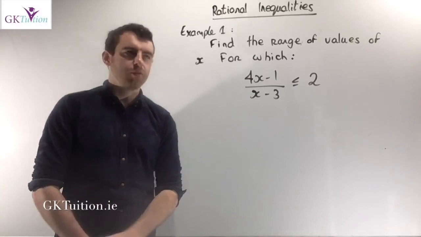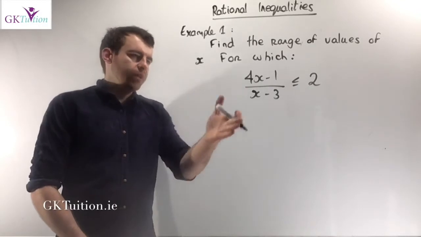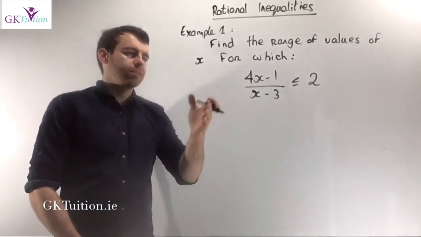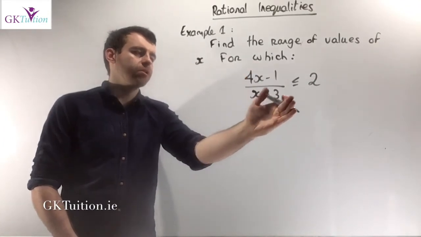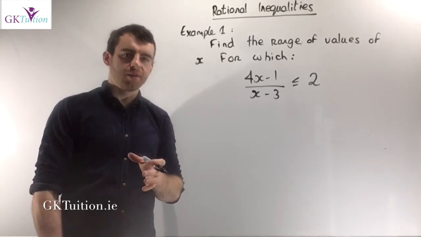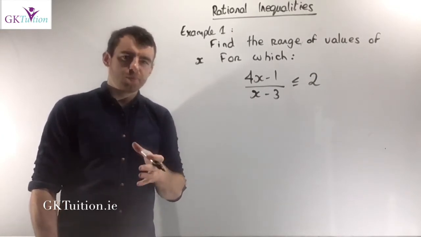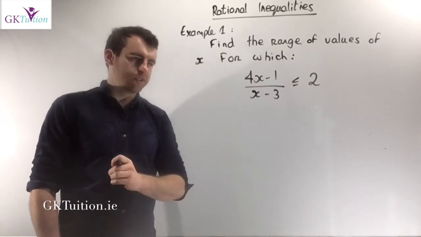Okay, so in this video we're going to look at rational inequalities. In rational inequalities we could get something like this, where you're asked to find the range of values of x for which (4x minus 1) over (x minus 3) is less than or equal to 2. This is a very common kind of question that comes up, and for the most part it's quite straightforward, except for the last few lines of the question.